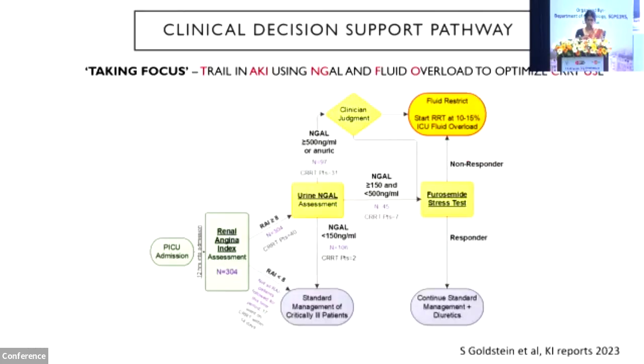At this point, let us pause and take a look at the opportunities of using these tools as clinical decision supporters. We have evidence for successful clinical decision support systems with the NINJA and the Baby NINJA, that is, nephrotoxic injury negated by just-in-time action. In pediatrics and in neonates, Goldstein proposed his algorithm for children needing CRRT. As you can see here in the TAKING FOCUS trial, he integrated the renal angina index, urine NGAL, and also the furosemide stress test to help clinical decision-making on the initiation of RRT.